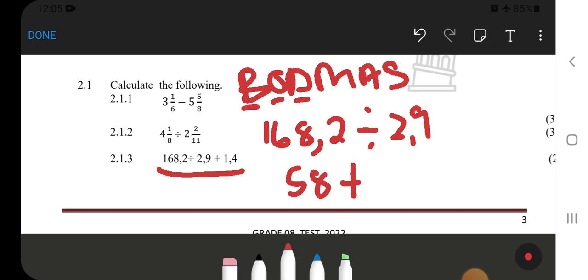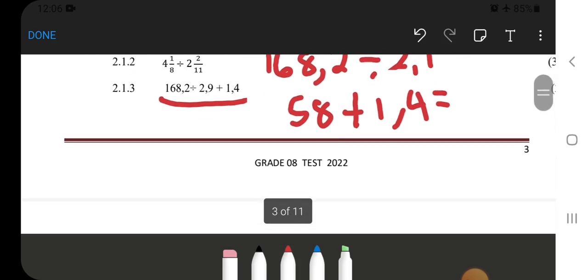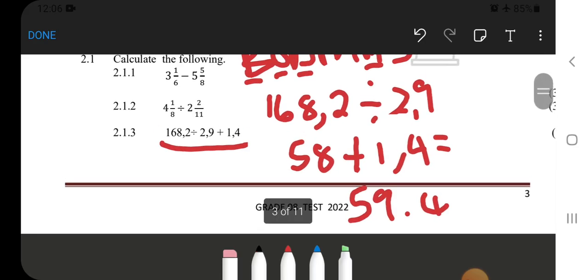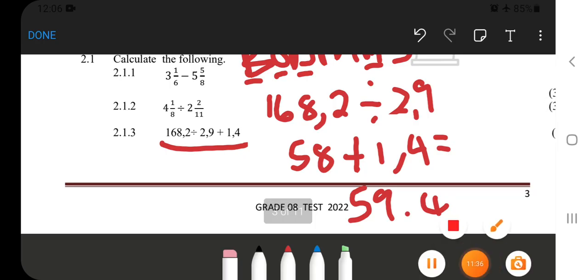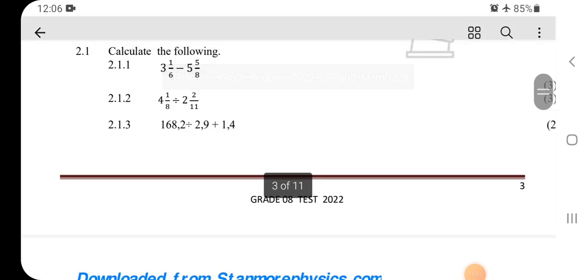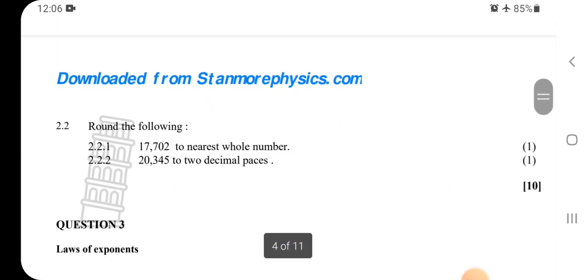Then that's when you will add plus 1.4. 58 plus 1.4, and that will give us 59.4. So that is the answer. We are done with this 2.1. Let's look at 2.2.